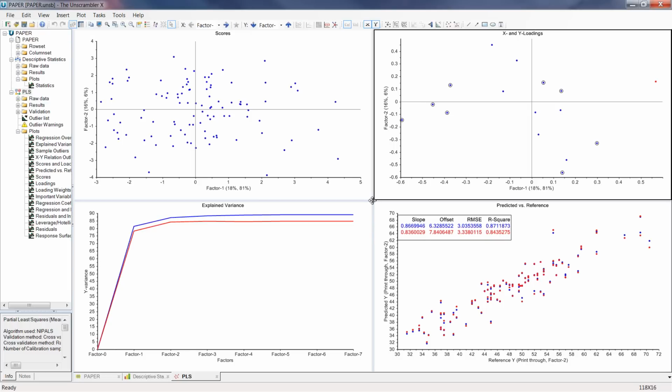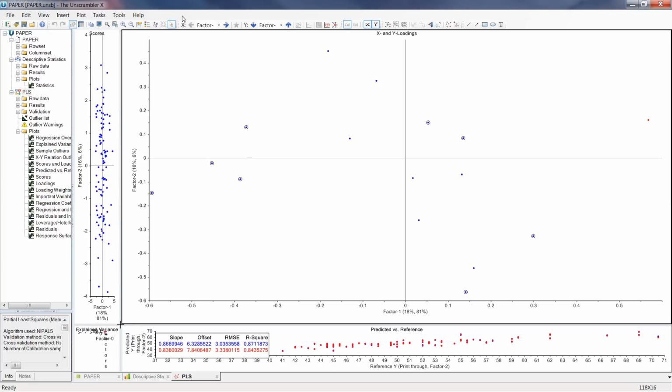So let's look at our loadings first. I'm going to turn on our labels. And what we can see is that this is our print through, this is our Y variable, and these are all of our X variables. And just as in the PC loadings plots, we can see how things are correlated to each other. So you can see that print through is far over on factor 1, and opacity is across from it. So that means that opacity of the paper is anti-correlated with the print through.